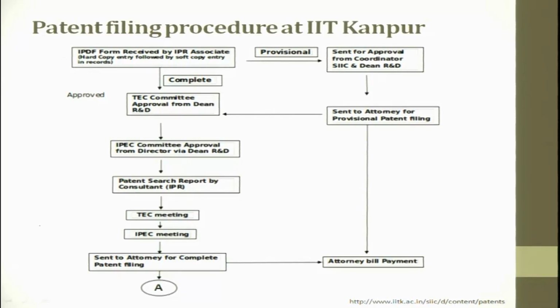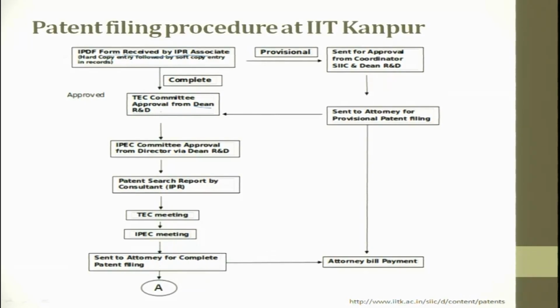procedure for patent. So an IPDF form is received by the IPR association. First a faculty member works on an idea, so he has to submit an IPDF form, and then his IPDF form is given to a committee, which is formed by the dean or by some competent authority. They try to form a technical evaluation committee.